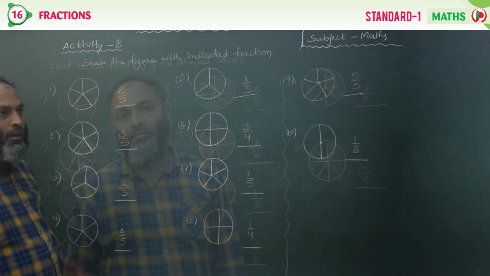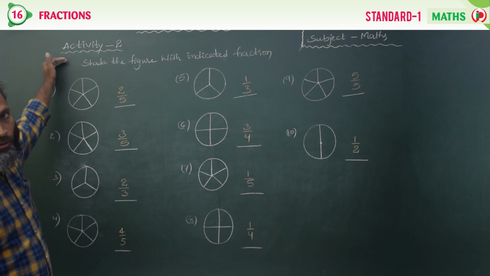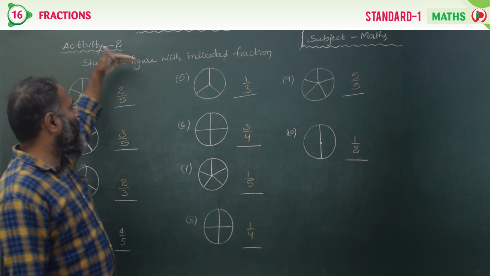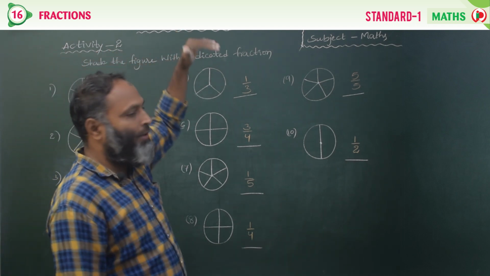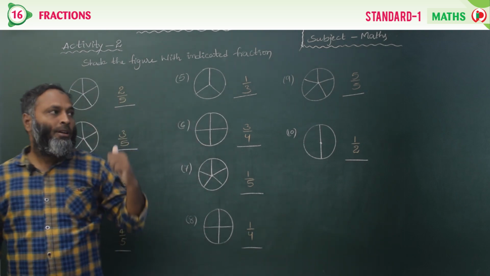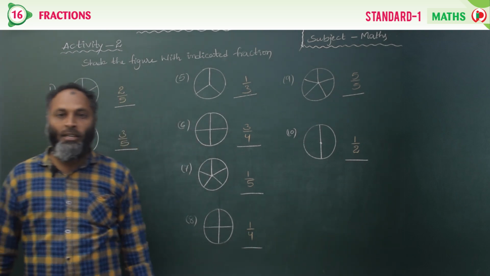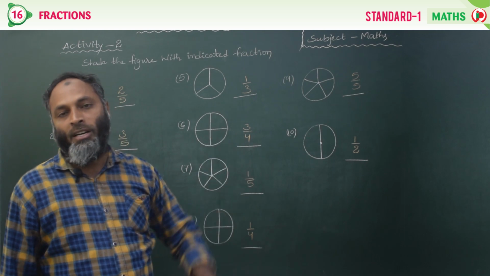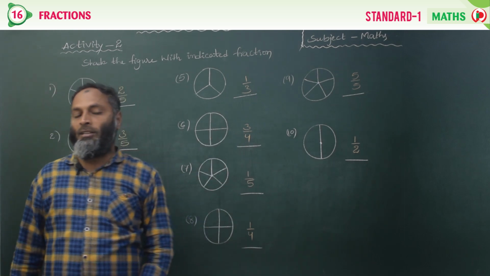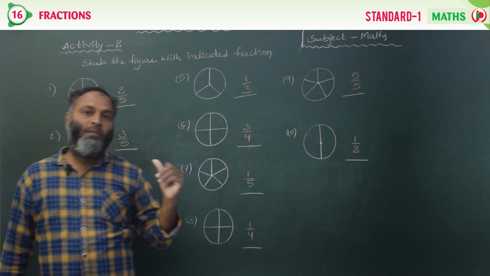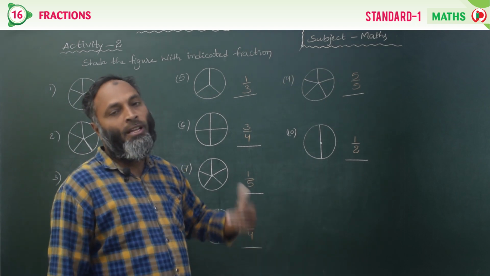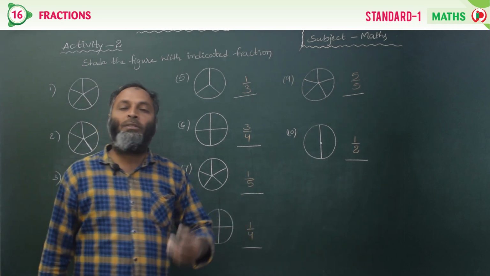Okay, so now, students, activity 2. What is given? Shade the figure with the indicated fraction. Here some figures are given and the fractions are indicated beside each one. According to the fraction, we should check how many parts are given, and according to that many parts we should shade.